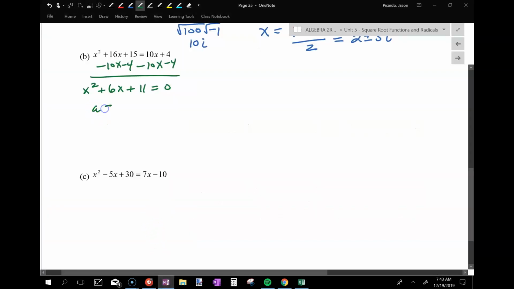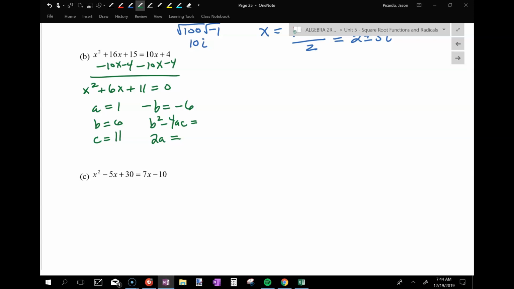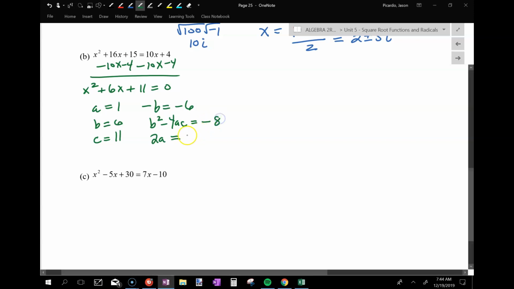All right, so my A is a 1, 6, and 11. Negative B is negative 6. B squared minus 4AC. Negative 8 over 2. All right, so there's my 3 pieces. X equals negative 6 plus or minus the square root of negative 8 over 2.